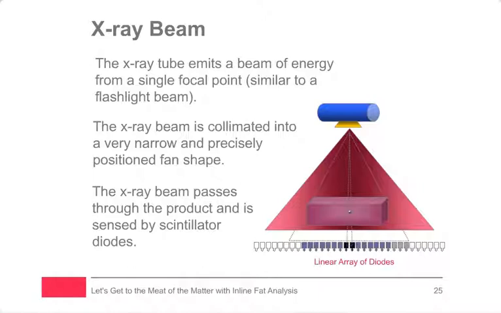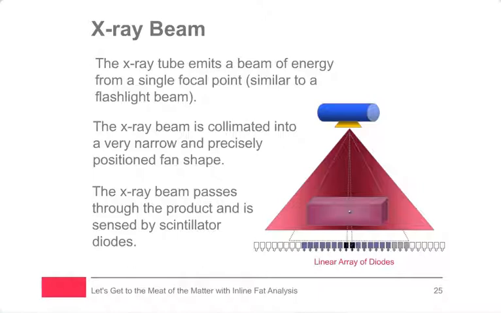As we move into the center of the triangle below the tube, we can see that some of the X-ray energy will be absorbed by the product itself. As a consequence, the amount of X-ray energy that arrives at the diode is slightly less than at the outside. Therefore, the output from the individual diode arrays is slightly different, and it's represented in grey.